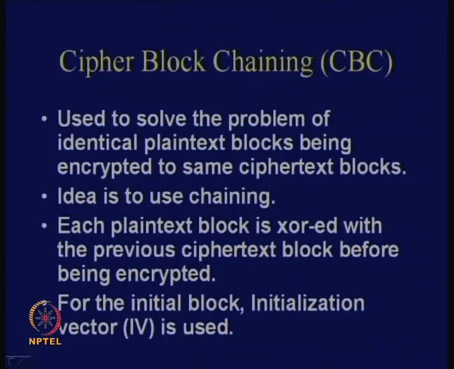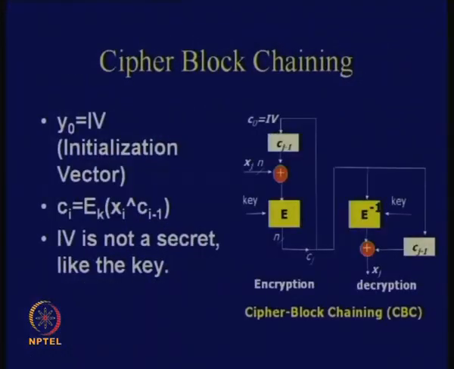Okay. So, what about the initial ciphertext? Initially, for C0, I don't have any ciphertext, right. So, in order to initialize, I use a vector which is commonly known as the IV, or initialization vector. Okay. So, this is how it works, and this is the pictorial description of CBC.